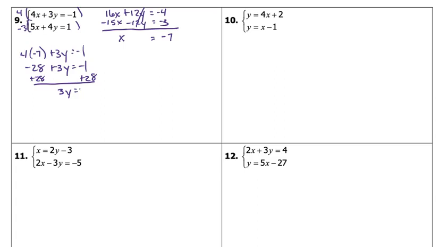3y is now going to equal 27. We're going to divide both sides by 3, and y will equal 9. So my solution is going to be negative 7 and 9.